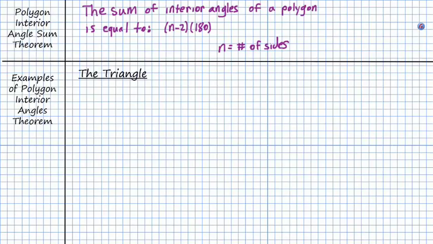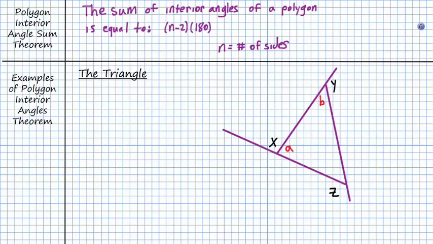Alright, so let's take a look at some examples of how this can be useful to us when we're looking at a shape or a figure. Let's for instance take this triangle, and in this triangle we have the angle x, we have the angle y, and we have the angle z. And then inside, in the interior, we have A, B, and C.